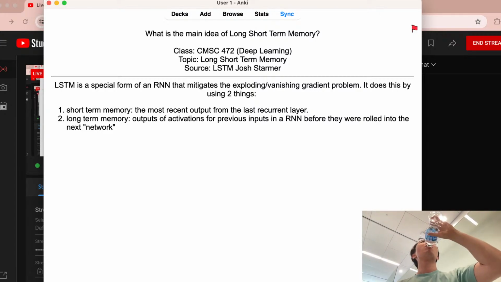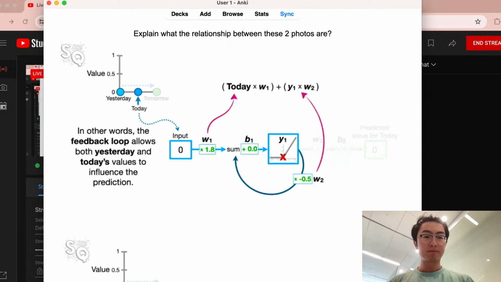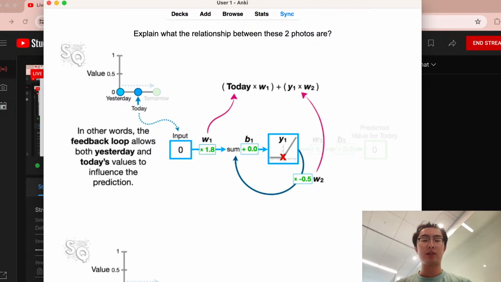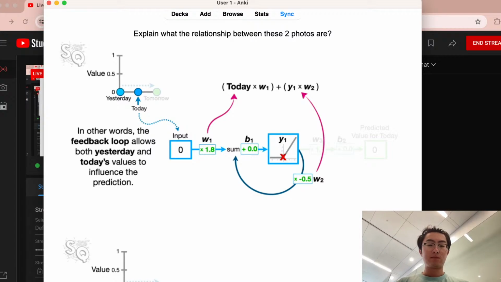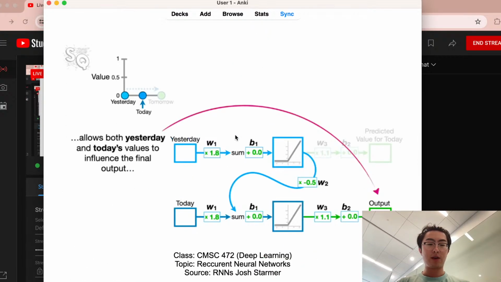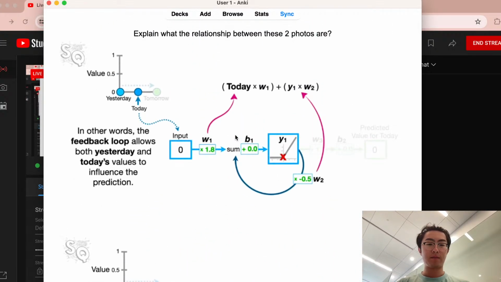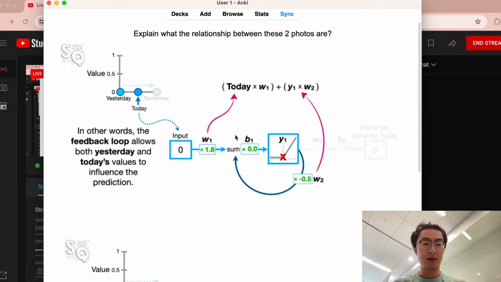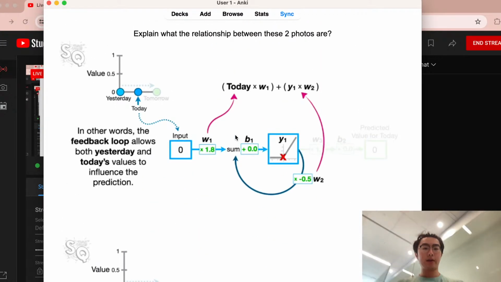Okay. Explain what the relationship between these two photos are. Okay, these two photos, they are describing the same thing actually, just different ways to describe a recurrent neural network.